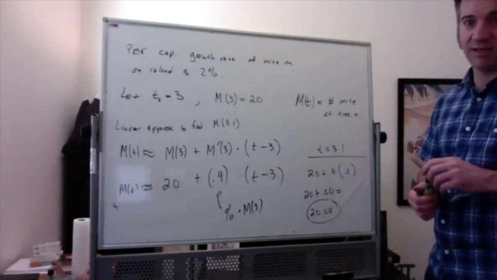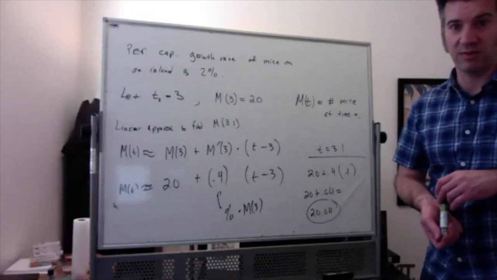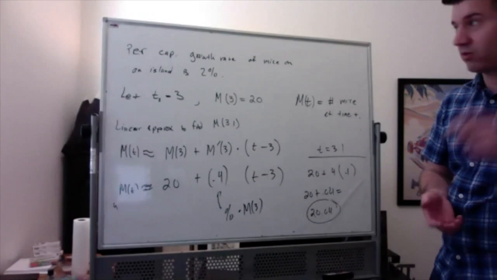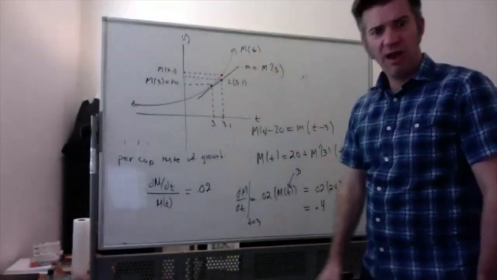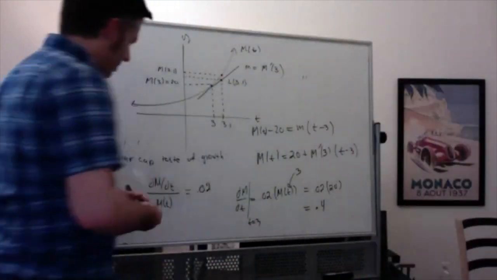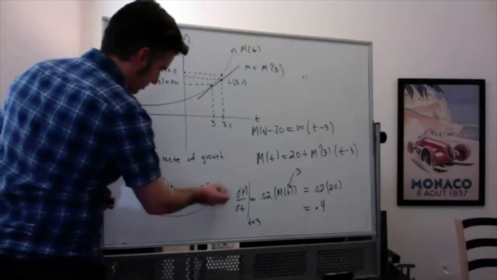Then they ask us to find the actual number of mice when time equals 3.1. How do we do that? That's a really good question, because we don't actually know what this equation is, right? How do we do that? So the key here is this equation.